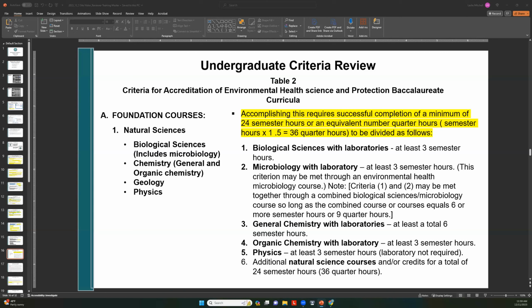But biological sciences, microbiology with lab, Gen Chem with lab, OChem with lab. On the OChem, we do see a lot of OChems that are a combination of OChem and biochem, an introduction to OChem and biochem, that type of thing. And that's fine. You need at least 3 semester hours combined with that. Physics, again, at least 3, and then additional natural science courses to meet that total requirement.